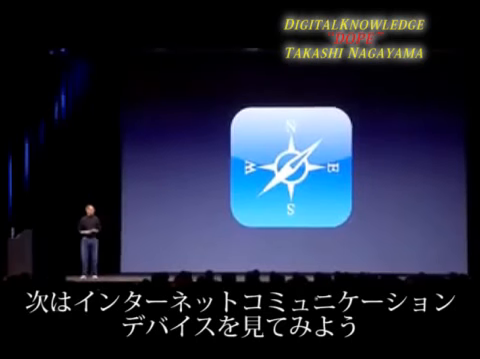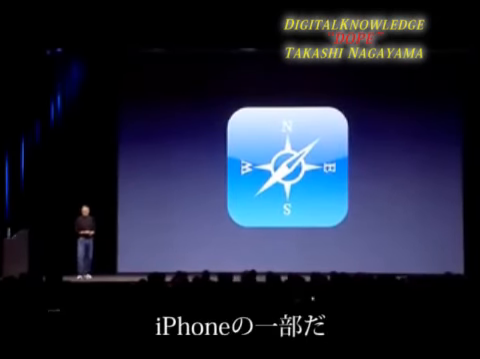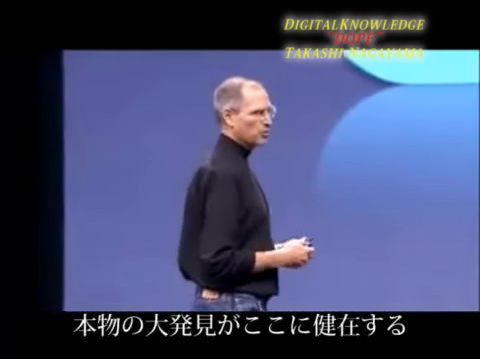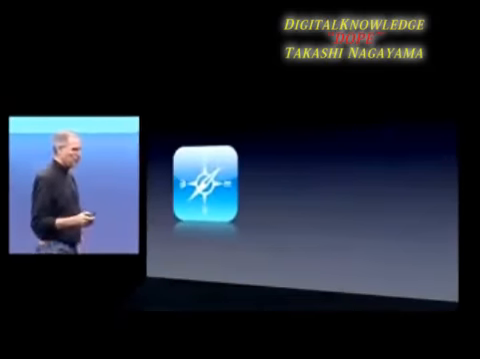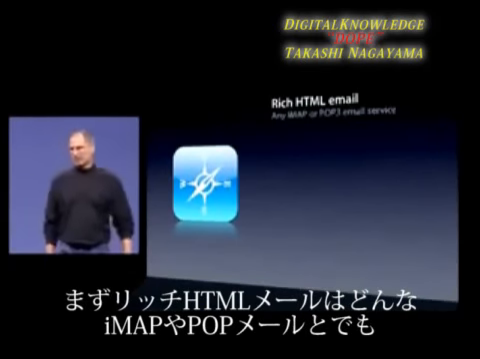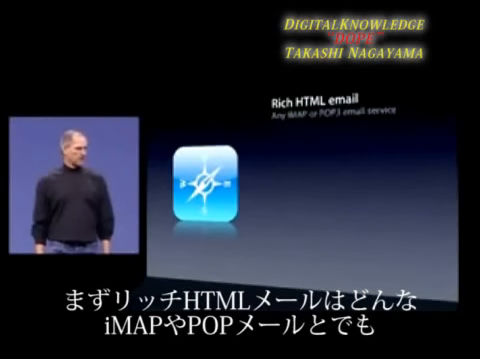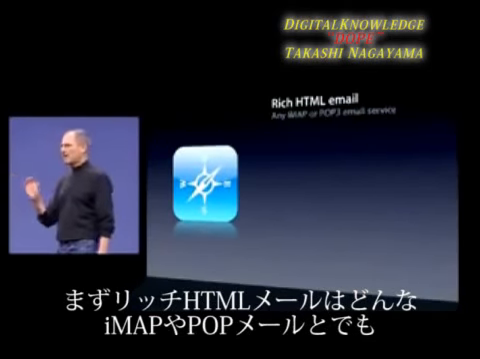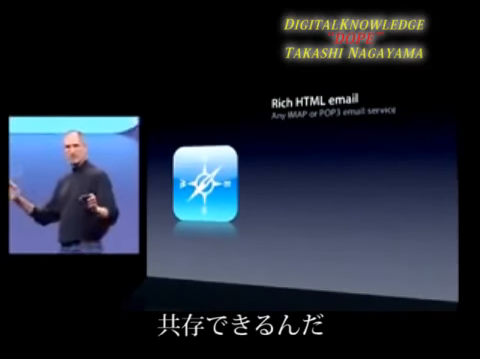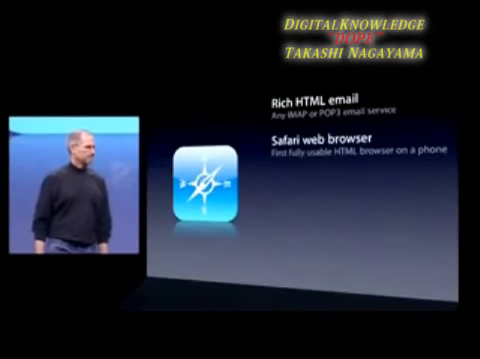Now, let's take a look at an internet communications device. It's part of iPhone. So what's this all about? Well, we've got some real breakthroughs here. Start off with, we've got rich HTML email on iPhone. The first time, really rich email on a mobile device. And it works with any IMAP or POP email service. You got your favorite mail service, it'll likely work with it. And it's rich text email.